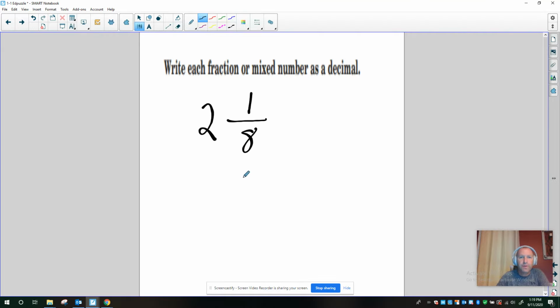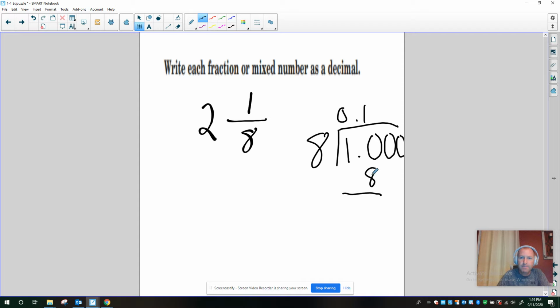So we can ignore the 2 for right now, and we're going to go ahead and put the 8 on the outside. The 1 goes in the center of the division house, and I'm going to add a couple of zeros. All right, so 8 goes into 1 0 times. Bring up the decimal point. 8 goes into 10 1 time. 1 times 8, 8. Subtract, bring down another 0.